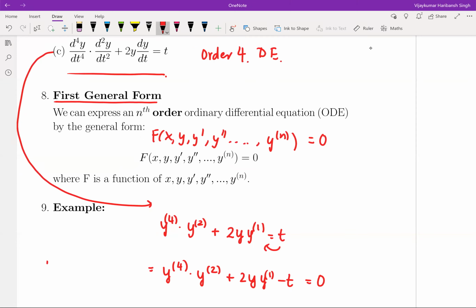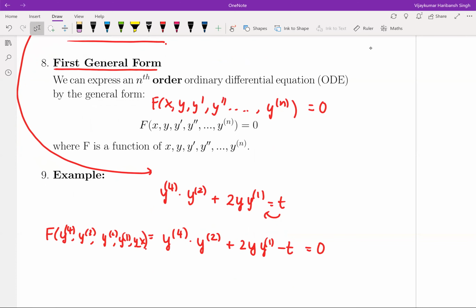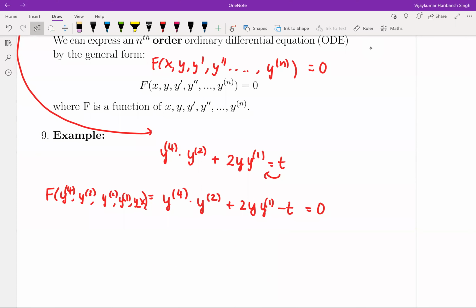And this is your f of y fourth, y second, y prime, y, and x. You may say, oh, well, what about y3? There is no third derivative of y, but still we need to write it like that because the coefficient of that is 0. So this is writing the differential equation in the general form.